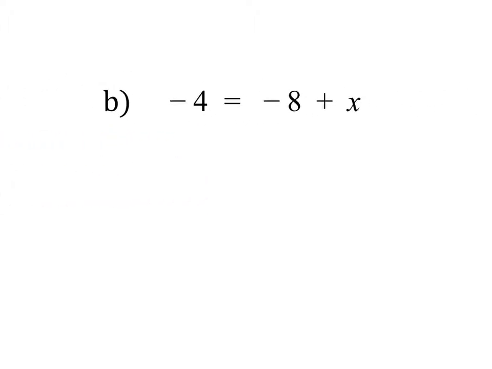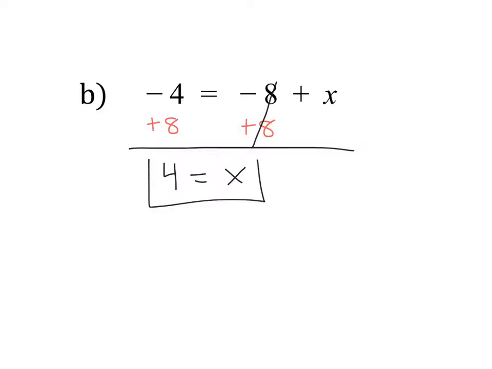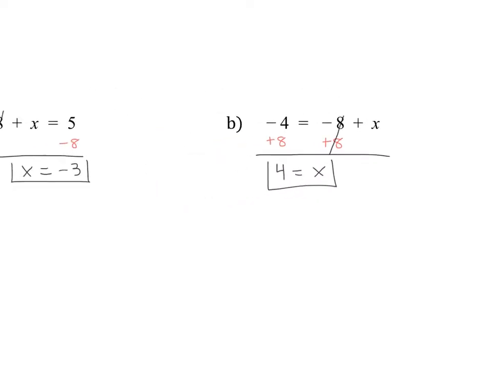In the second example, my variable is here, so this -8 needs to be moved. The opposite of -8 is +8. So I'm going to add 8 to both sides. Here I have more positives, so my answer is going to be positive. The signs are different, so I'm going to subtract. 8 minus 4 is +4. -8 plus 8 is 0, and I'm left with x. 4 equals x.